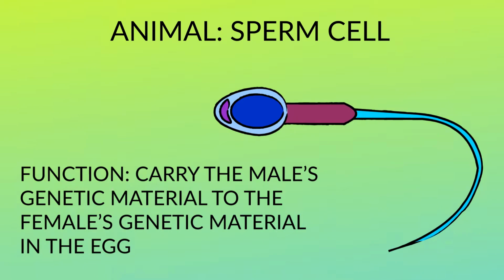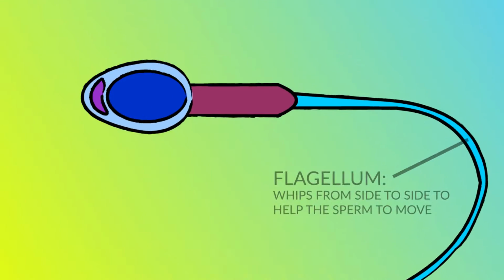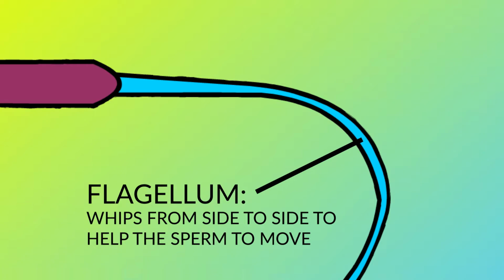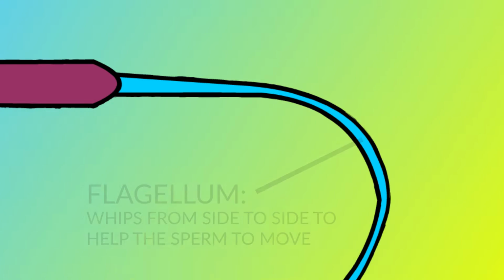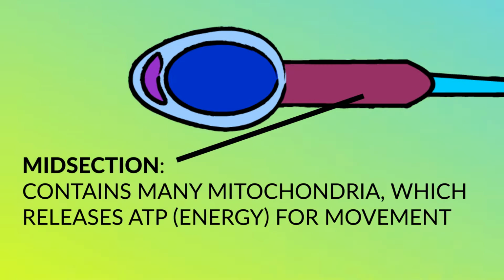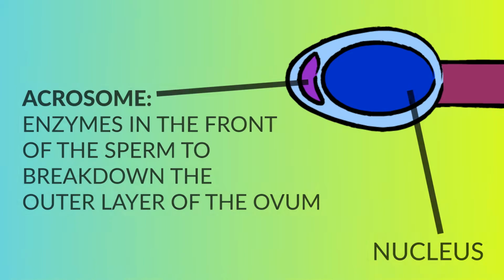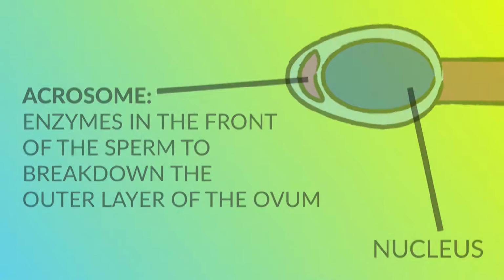The function of the sperm cell is to carry and join the male's genetic material to the female's, known as fertilisation. The tail, known as a flagellum, rapidly moves from side to side to help the sperm move through the female's reproductive system. Many mitochondria are found in the midsection of a sperm, which releases energy by respiration, allowing the sperm to move. An acrosome at the front of the sperm contains digestive enzymes, which allows the sperm to break down the outer layer of the egg, known as an ovum, to be fertilised.